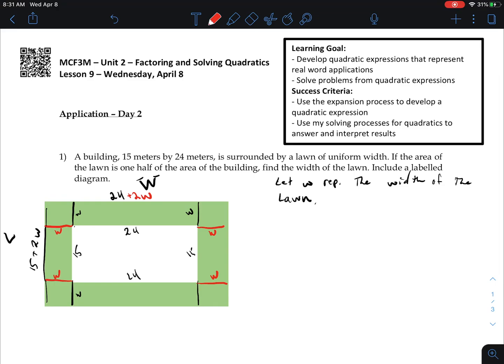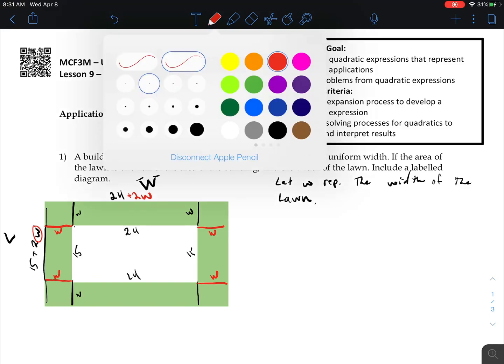Okay, now that's it for the diagram, right? Like that's all we've got going on. Now your job is to figure out some algebraic expression that we can apply the quadratic equation to solve for this little w. That's the whole question, right? At which point we'll be able to solve for what the dimensions of the grass are, right?